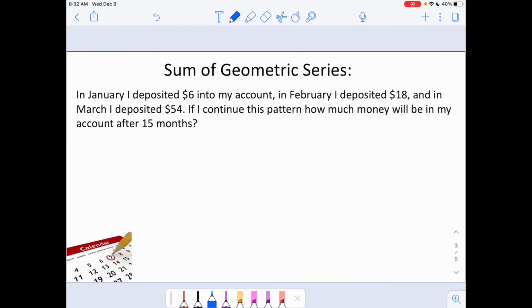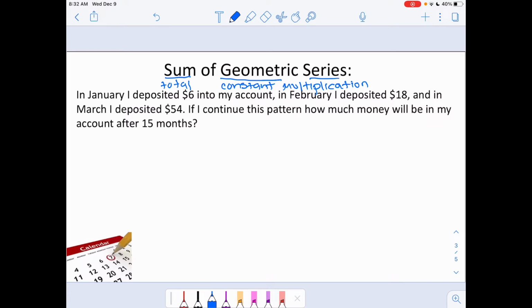Today we're going to learn how to find the sum or total of a geometric series. Remember, geometric means constant multiplication. So we're looking at a pattern of numbers where you are multiplying to get to the next number. Let's take a look how we can apply this.